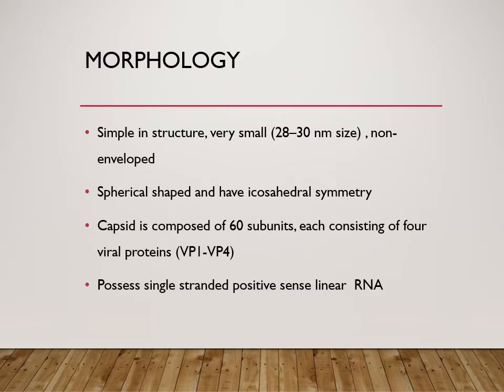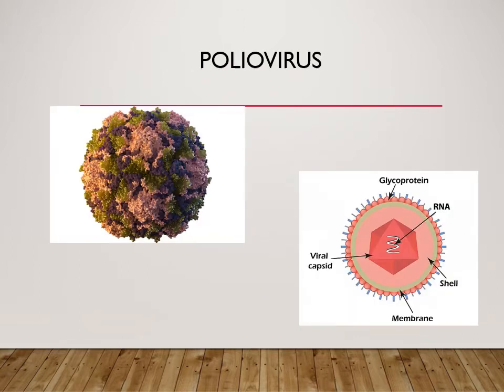So what is the structure of the poliovirus? This virus is simple in structure, very small, and non-enveloped. It is spherical in shape, has icosahedral symmetry, and has single-stranded RNA, which is positive sense. Here you can see the structure of the poliovirus, in which you can see the RNA, the viral capsid, then a shell, membrane, and glycoprotein.